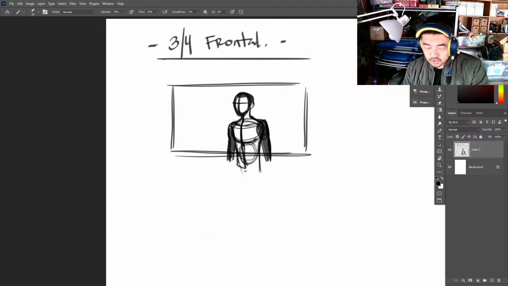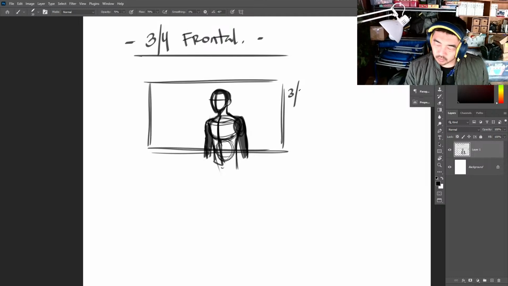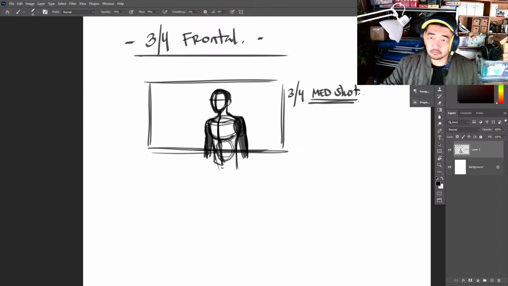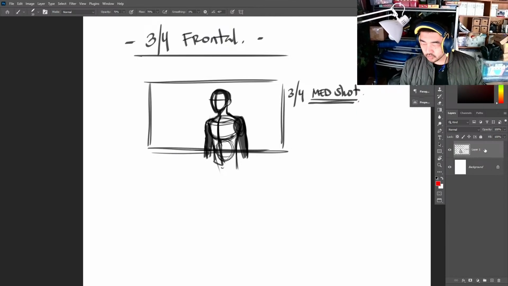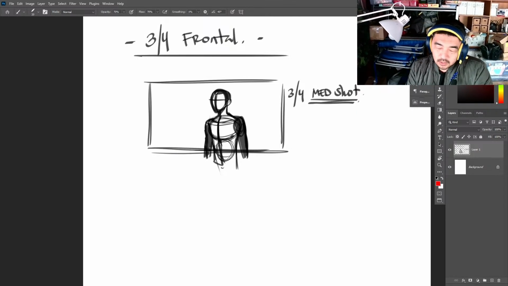So, this is our 3/4. This is like a 3/4 medium shot. All right, so let's take a look at some 3/4. So, first off, when you're doing 3/4 shots, I find it's very important to know where the center line is. And I learned this from my friend Josh Lee, who was on doing the Yasuke stuff.